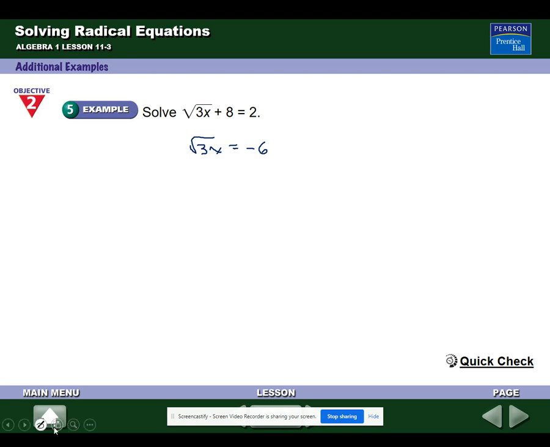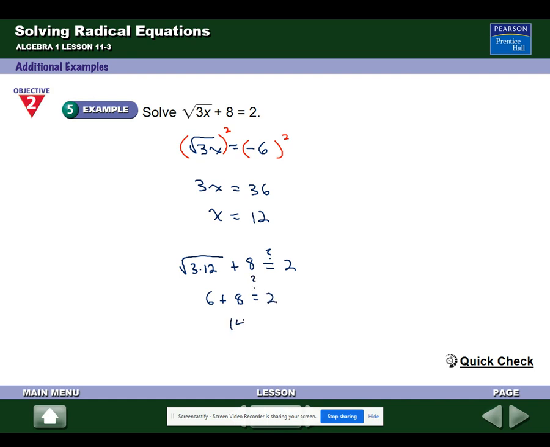Now you might say, well, I don't think I'm going to remember to get that. I'm not going to catch that at this spot. Okay, no problem, but you need to check your answers. Because if you continue with the problem and you square both sides, this would be 3x, and this would be positive 36, right? -6 squared is positive 36. And when you divide by 3, you'll get 12. You need to check the 12, because the square root of 3 times 12 plus 8 equals 2, wondering if they're equal. This is 36, square root is 6. 6 plus 8 is equal to 2. Is 14 equal to 2? No.